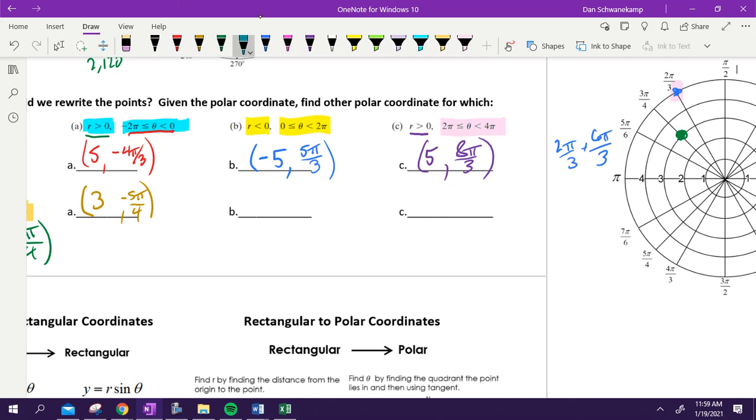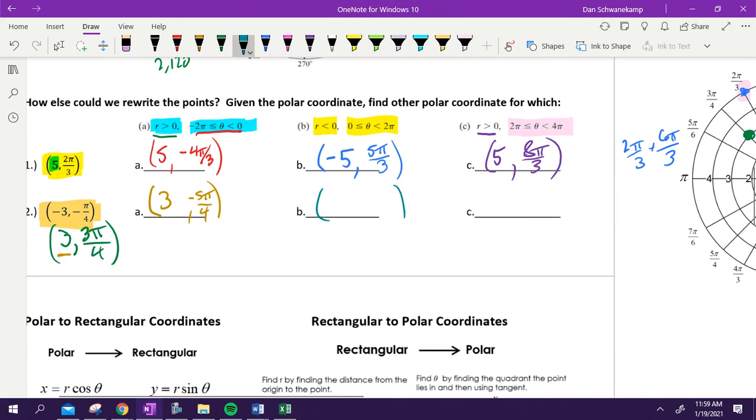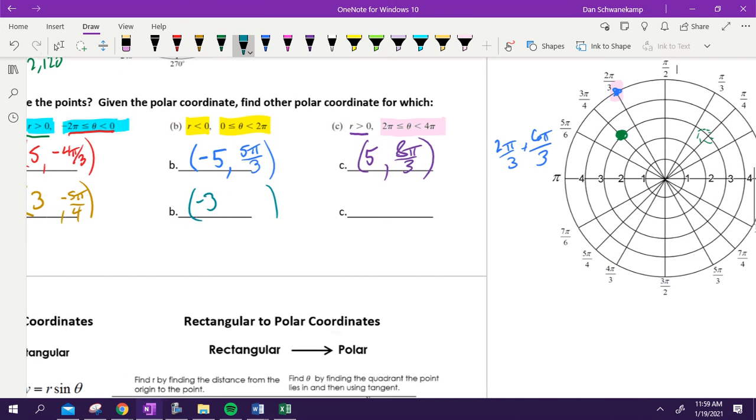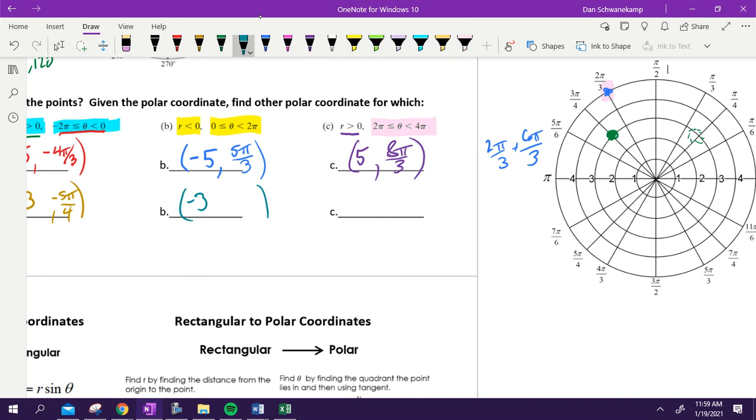Second one. This time I want a radius less than 0. So Sam, what do you think my radius is going to be this time? Negative 3. Again, it's 3. It's got to be the negative one. And then I want the regular angle to be positive. So what angle did that match up with? 7 pi over 4. Because if he had a dot that went right here, but with a negative radius, it would shoot him across to the right spot. So it is at 7 pi over 4.